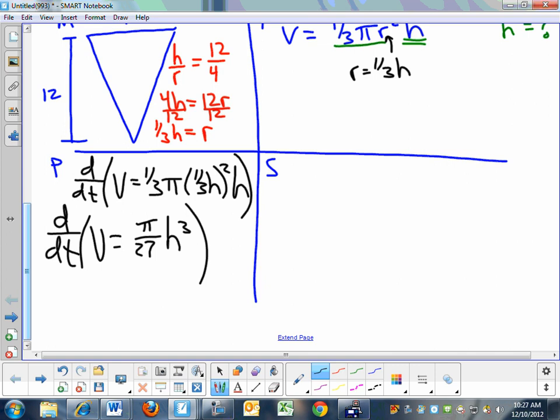What is the derivative of v? V prime. What is the derivative of pi over 27 h to the third? Three pi over 27 is 1/9, or pi over 9. I have my h squared, I attach my h prime because I'm taking the derivative with respect to time. Do we know the current derivative? Do we know the derivative of the volume? Yes. 2. Volume is increasing at a rate of 2 equals pi over 9 times... What is the current height? 5.